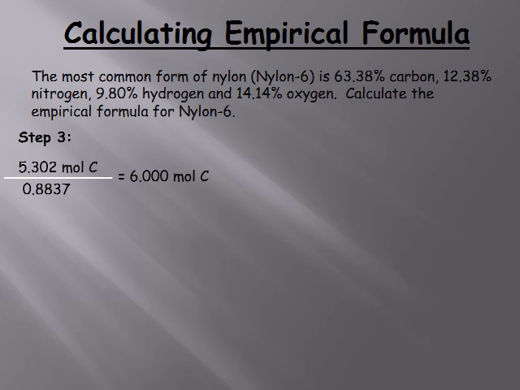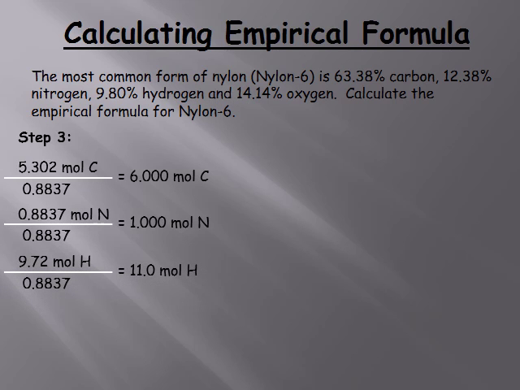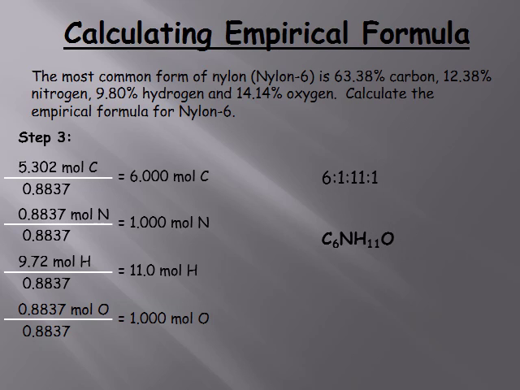Okay, so step 3, divide by the smallest. So we end up with 6 moles of carbon, 1 mole of nitrogen, 11 moles of hydrogen, and 1 mole of oxygen. Therefore, the empirical formula for nylon is going to be 6 to 1 to 11 to 1, or C6NH11O. Bit of a harder question. Your first experience with the percentages. So hopefully you got that right. If not, you can see how you can get it right by going back through the steps.